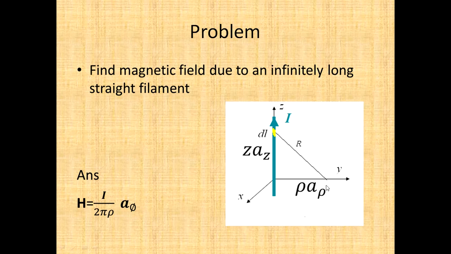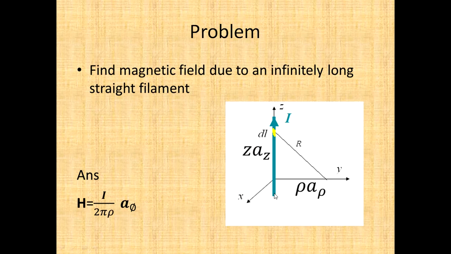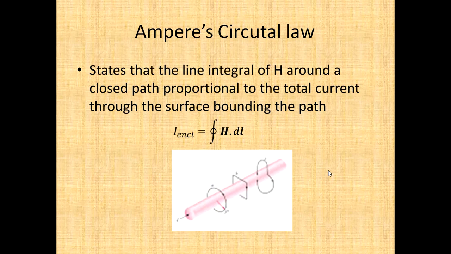So at this point we get H bar. If you take a circle around the filament, the same magnetic field magnitude will be there on the circle, but the direction is in the phi direction, like this, because phi is measured from this axis. So the direction is this, and H bar, this is the relation.